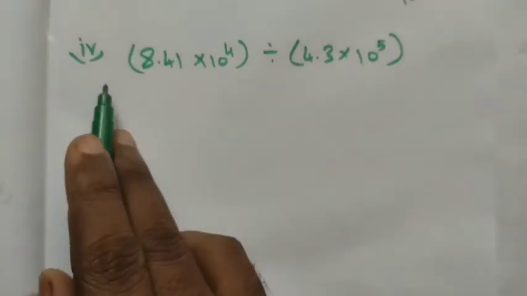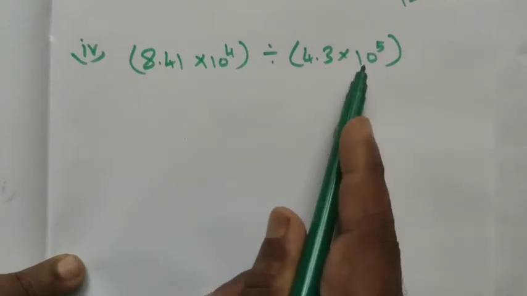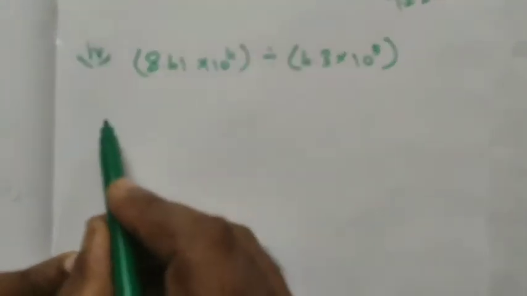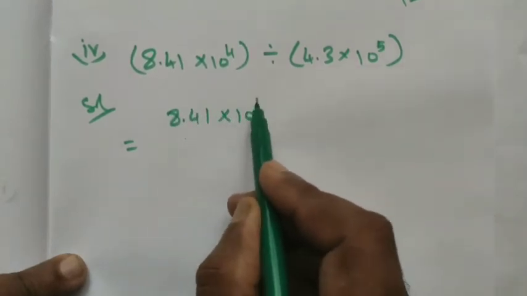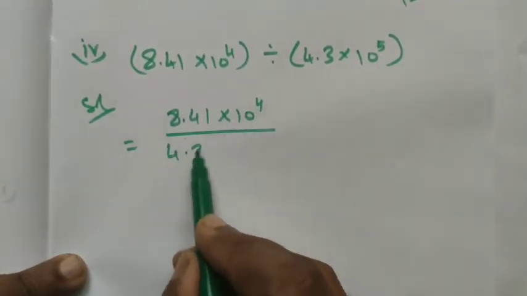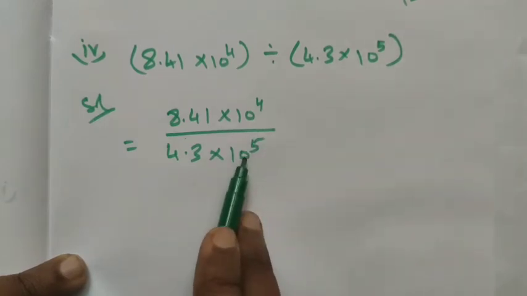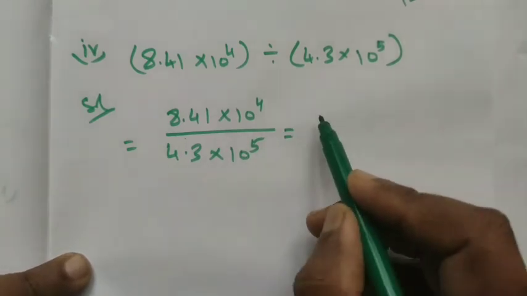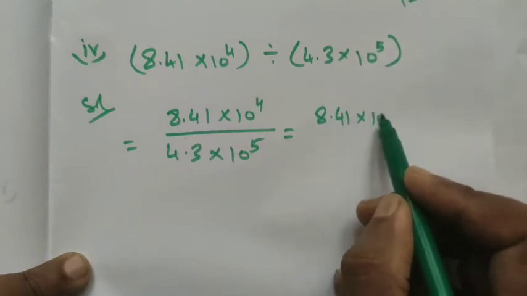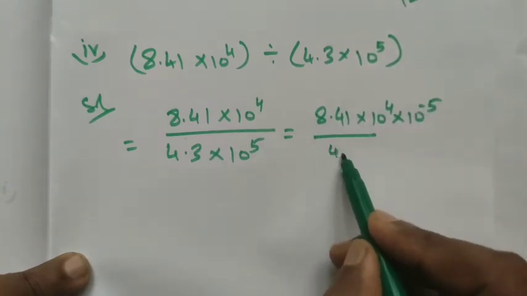And see the last Roman number 4: 8.41 into 10 to the power of 4 divided by 4.3 into 10 to the power of 5. So this term is equal to 8.41 into 10 to the power of 4 divided by 4.3 into 10 to the power of 5, right? If I take this term to the numerator, we get 10 to the power of minus 5. Right? This term is equal to 8.41 into 10 to the power of 4 into 10 to the power of minus 5 divided by 4.3.